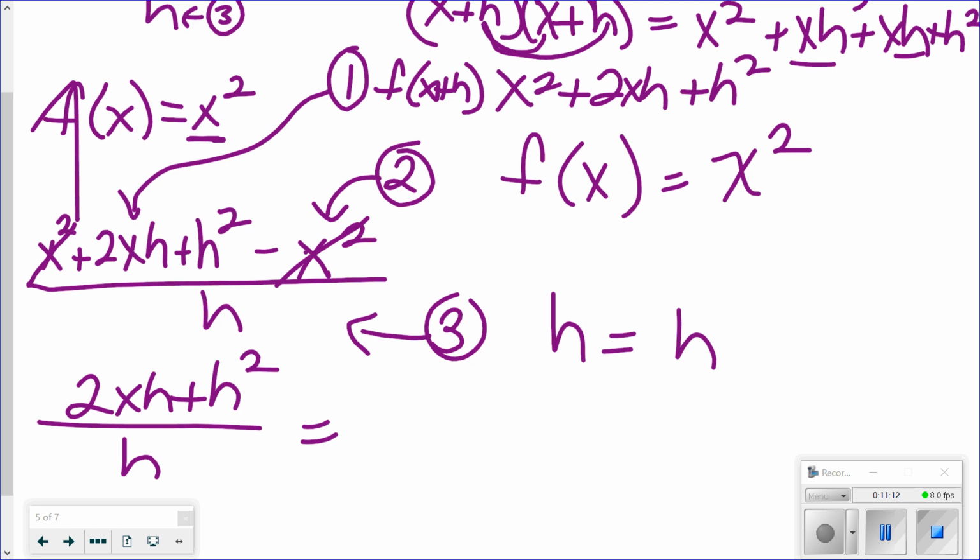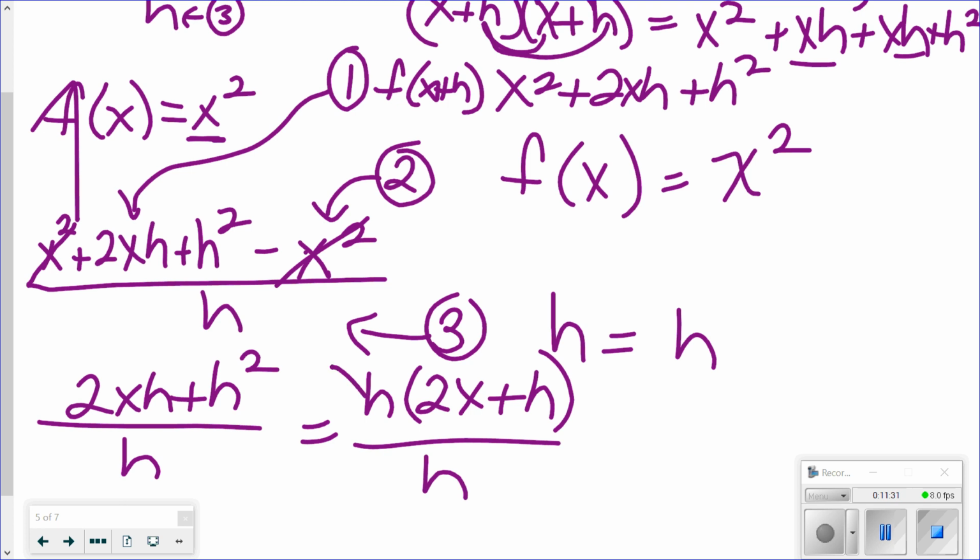Everything up here has an h in it. Remember, you can't do this if only some things have h's in it. Every single term up here has to have an h in it. So let's factor that out. I have h on the top times 2x plus h, and on the bottom I have h. We're going to divide that out, and our simplified difference quotient is 2x plus h.